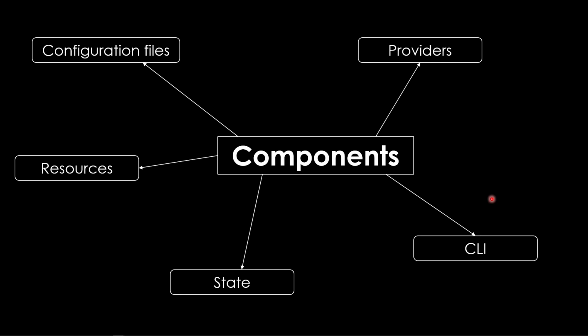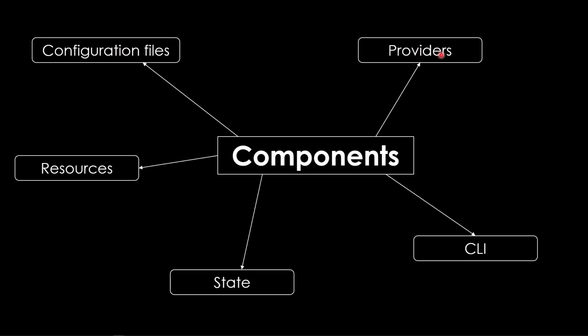Terraform consists of several key components that work together to manage infrastructure. Let's explore each one of them. So, the first thing is the configuration files. Terraform uses declarative configuration files written in HashiCorp configuration language, which is abbreviated as HCL, or JSON, to define infrastructure resources and their dependencies.